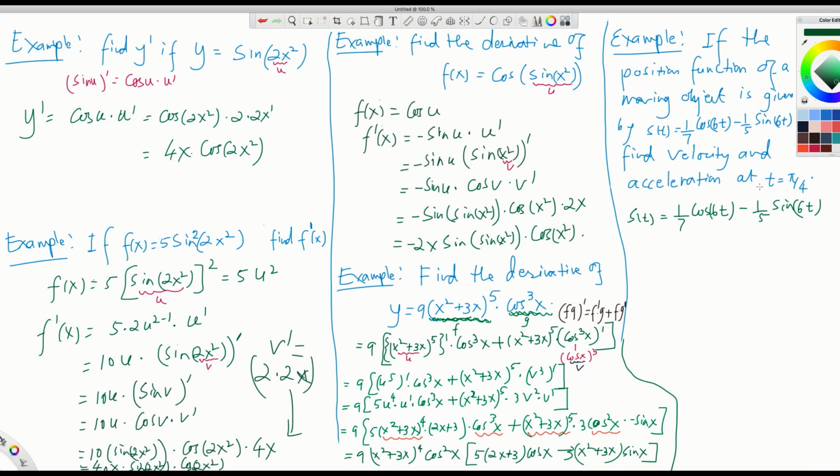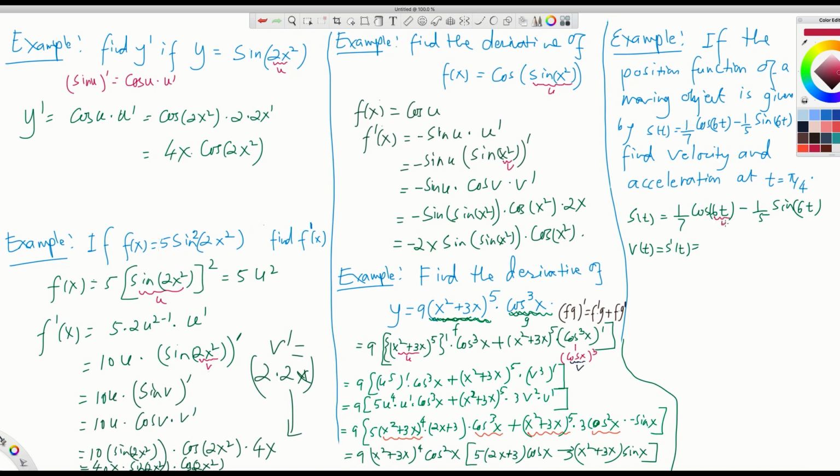So how do I find the velocity? Velocity is the first derivative, right? And the acceleration is the second derivative. So v(t), the velocity, is s prime of t. You find the derivative of this one. It is not just cosine t, it is cosine 6t, so you have to do the chain rule again.